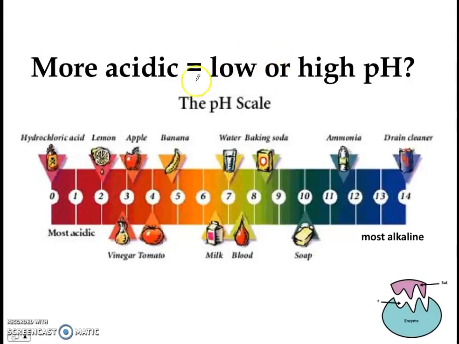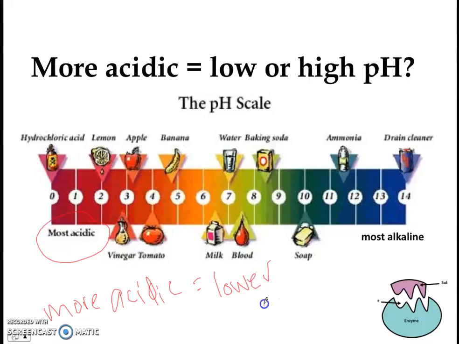I need you to also recall, does more acidic mean lower or higher pH? People always get confused. This is the pH scale. If you take a look at the scale, where's the acidic side? Over here on the left, most acidic. So the more acidic equals lower pH. You've got to get the scale right. pH 1 is very acidic, pH 14 is very alkaline.